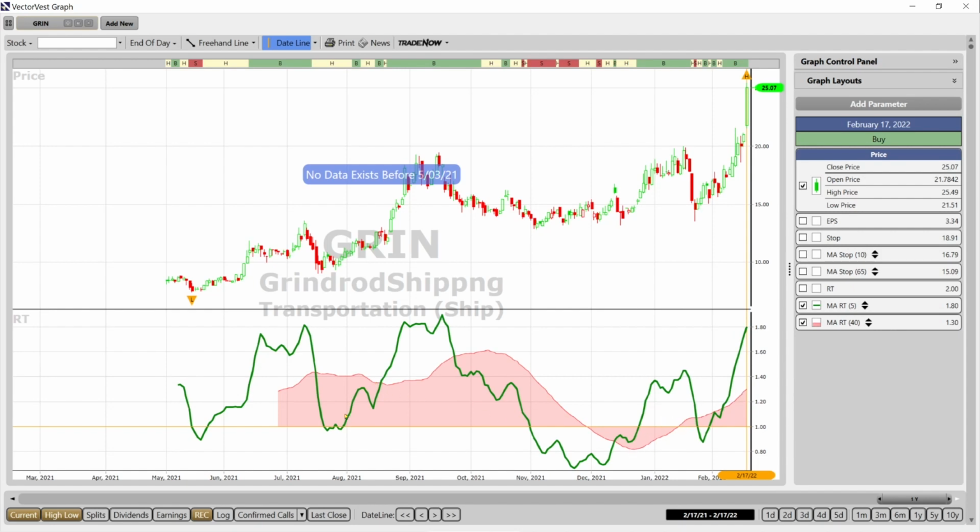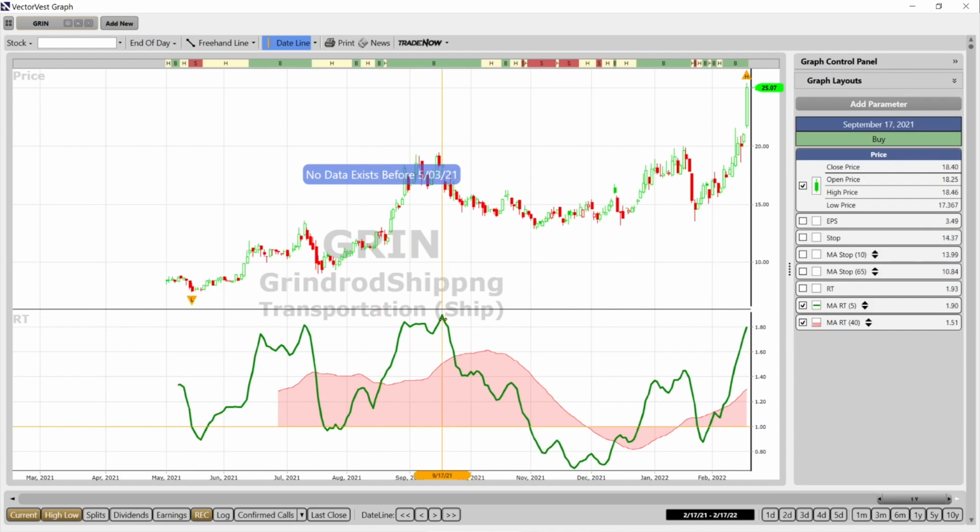So with this stock, we see that the 5 period moving average started to move up here in August and crossed above the 40 period moving average on August 18, right about here. And we actually had a buy rating at the same time, so that's a nice confirmation. And price did continue to rally from there.